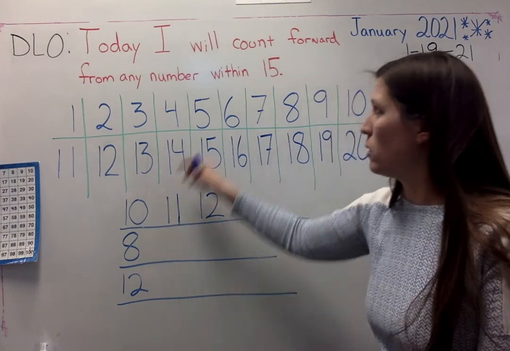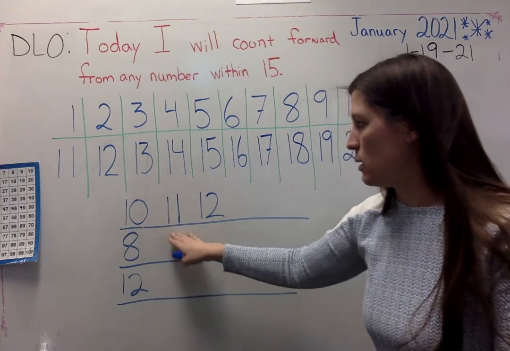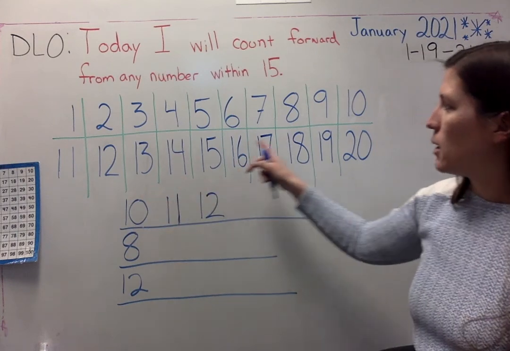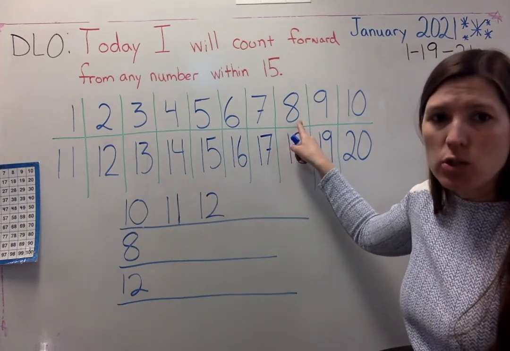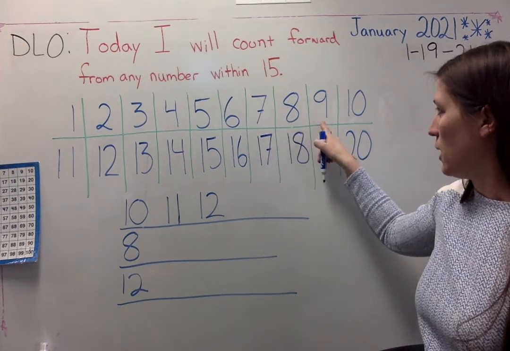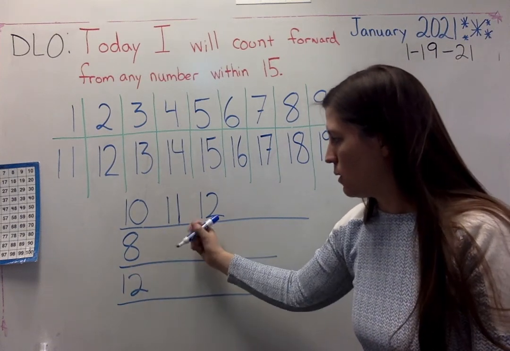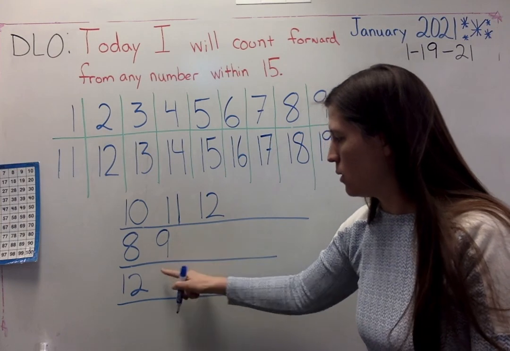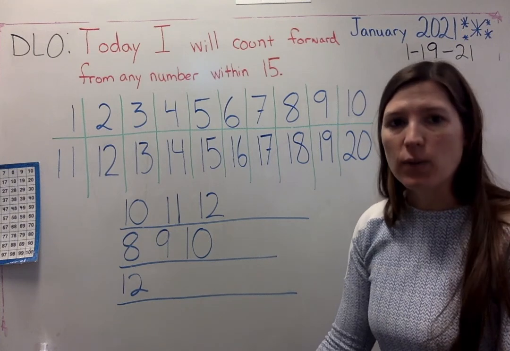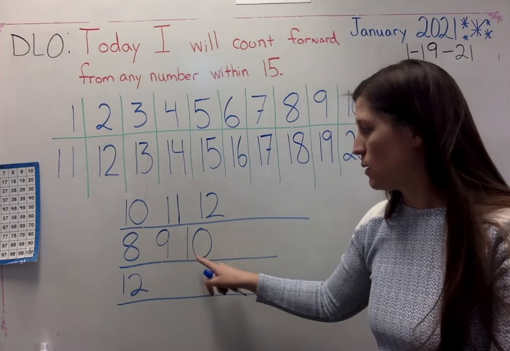I wrote them in order because I counted forward from any number within 15. So I started with 10. 10, 11, 12. Let's do number 8 together. If I find 8 on my number line here, I need to know the next 2 numbers if I counted forward, counting up. 8, 9, 10. Let's try that. 8, and then 9. And then what comes next? 10. So if I count these numbers going up, starting with 8, I would say 8, 9, 10.